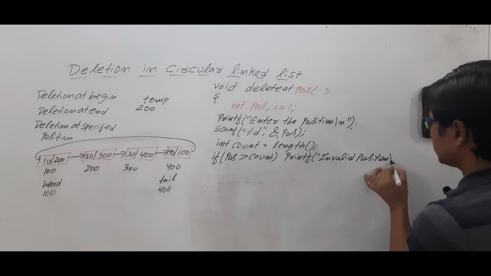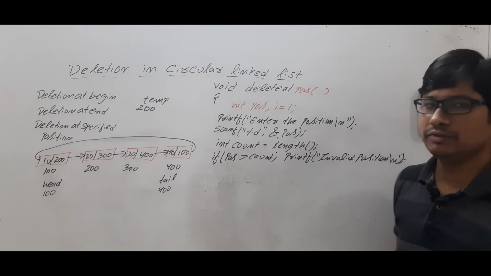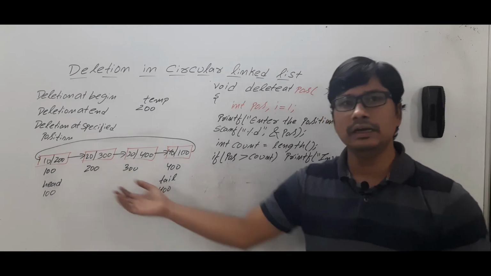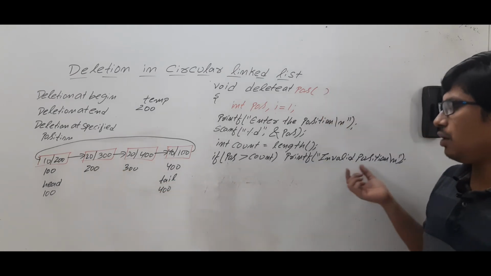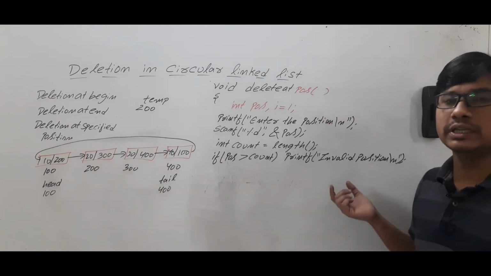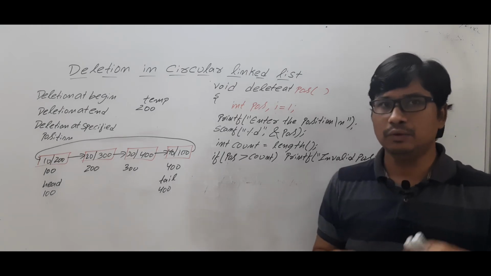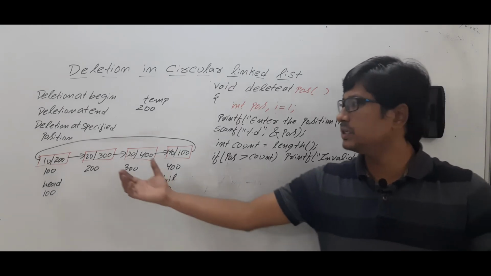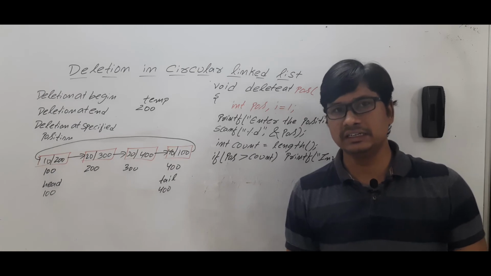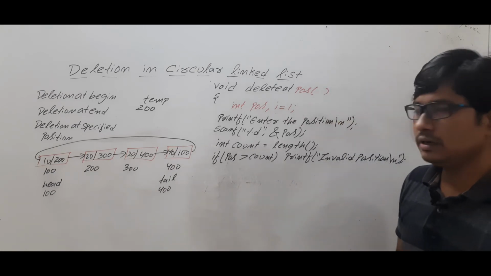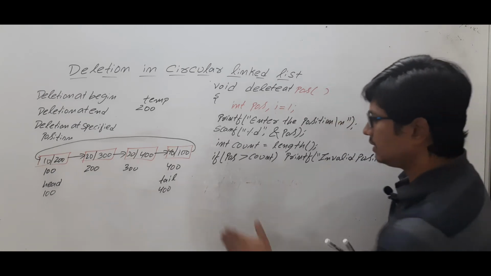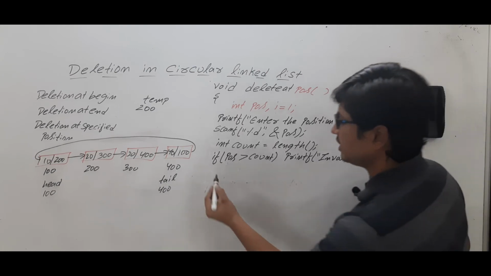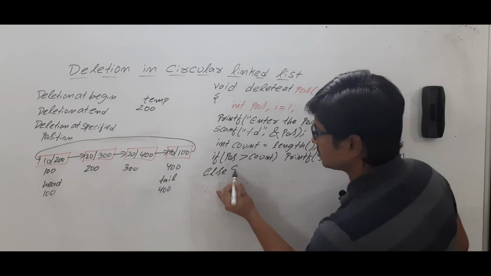Invalid position. Something you need to display to the user. If user has entered the value 10, then deletion is not possible. So you have to display that invalid position. Then user will understand, okay, whatever the position I have entered, those many nodes are not there in the linked list. Then he will give a correct position or correct value. Else, if this condition fails, what I have to do, we will discuss now.